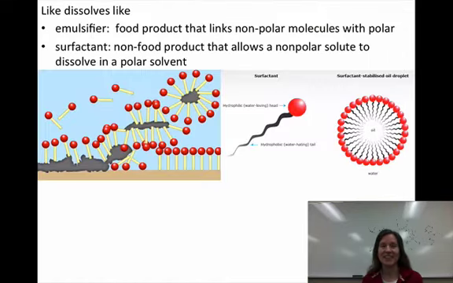Now, in our lives, it is convenient if we can get nonpolar things to dissolve into polar things. And we know the rule is like dissolves like: polar dissolves polar, nonpolar dissolves nonpolar.